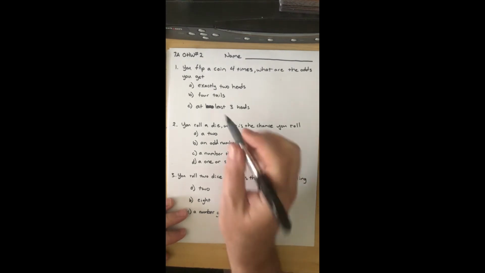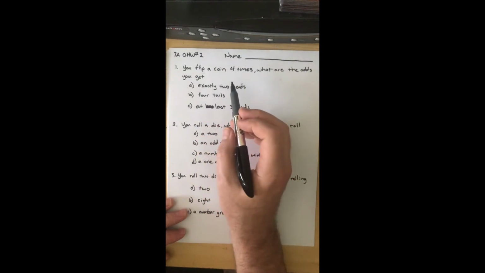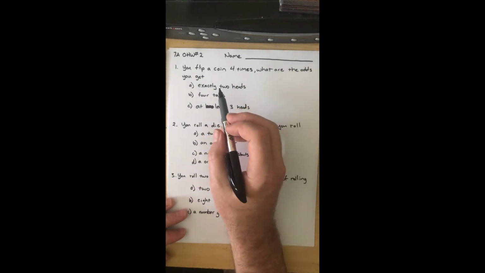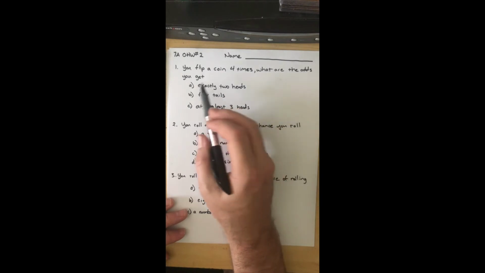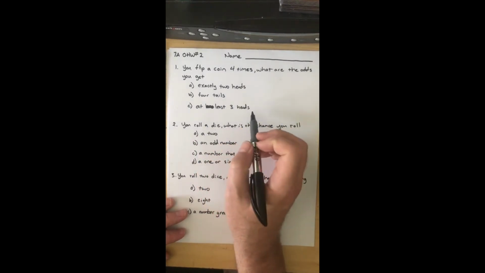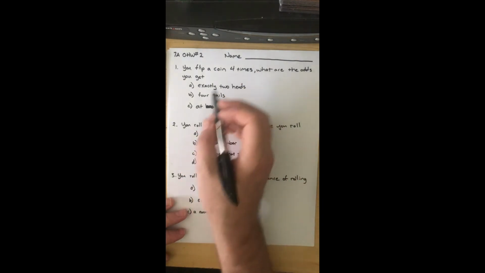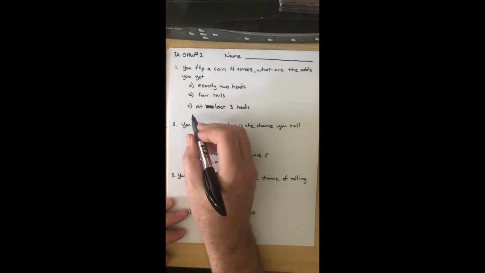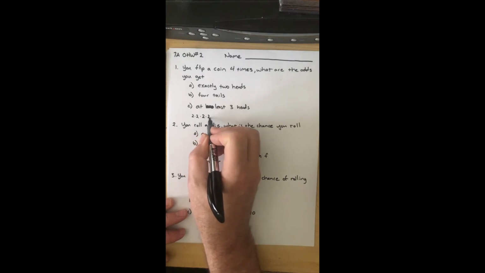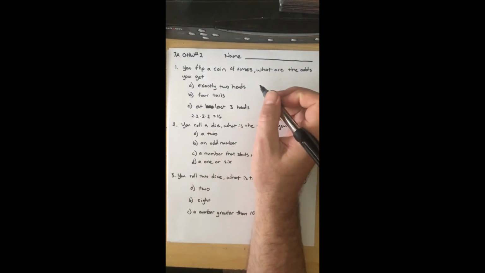Here you go. Number 1, you flip a coin 4 times. What are the odds you get exactly 2 heads, 4 tails, at least 3 heads? Well, first I'm going to figure out each time I flip a coin, it's 2 outcomes. So 2 times 2 times 2 times 2. That's 4 2s. So that's 4, 8, 16. So everything's out of 16.